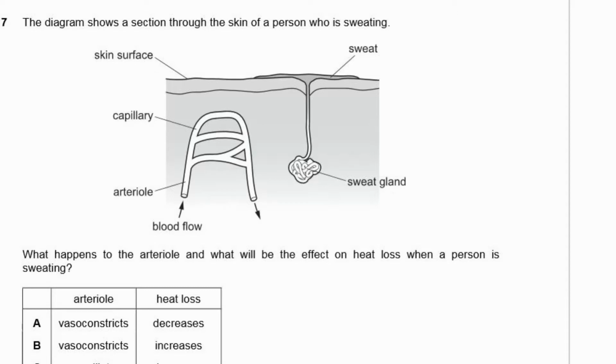Question 7. The diagram shows a section through the skin of a person who is sweating. I just talked about sweat glands, and this is a sweat gland secreting some sweat onto the surface of the skin. We have our capillary, which goes really close to the surface of the skin, which is fed by the arterioles, and the blood goes in and then goes out. Okay, so what happens to the arteriole, and what will be the effect on heat loss when a person is sweating?